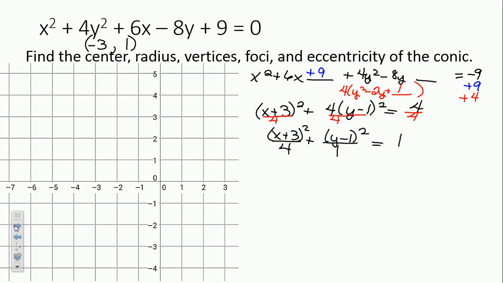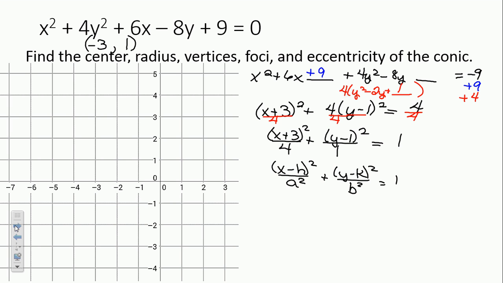So first of all, is this a vertical or a horizontal ellipse? It's similar to a circle, but we've got a 4 down here, and that's our bigger one. So this is like an x minus h squared over a squared, right? Plus our y minus k squared over our b squared equals 1. We have it in the right form.